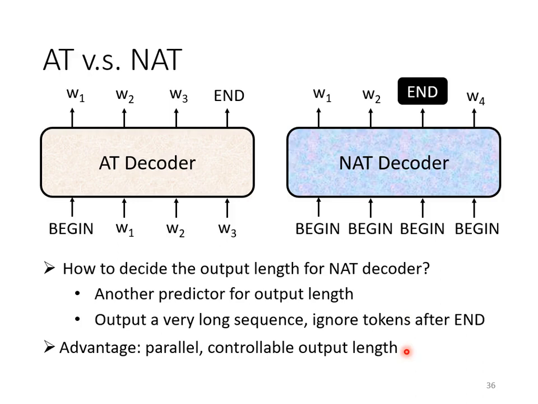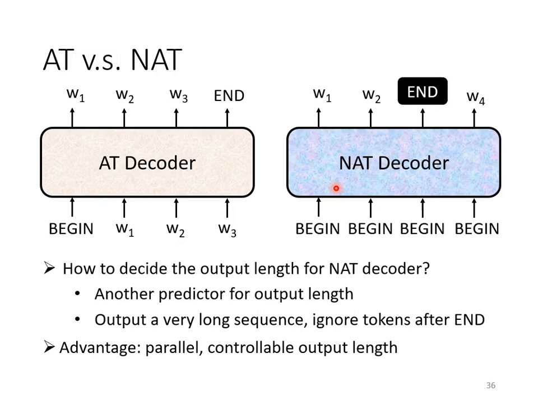Another advantage of the NAT decoder is that you can control the length of its output well. Take speech synthesis as an example. Actually, NAT decoder is a very common model in speech synthesis. Nowadays, speech synthesis can be realized by a sequence-to-sequence model. The most famous model may be Tacotron. It's an AT decoder. There is another model called FastSpeech, which uses the NAT decoder. The advantage of NAT decoder is that you can control the output length.